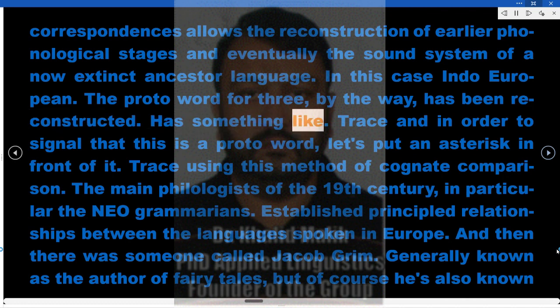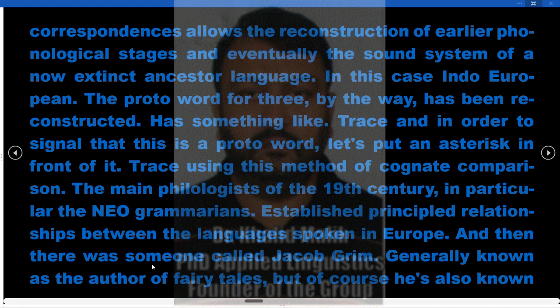Has something like trace, and in order to signal that this is a proto-word, let's put an asterisk in front of it. Trace using this method of cognate comparison. The main philologists of the 19th century, in particular the Neo-Grammarians, established principled relationships between the languages spoken in Europe.